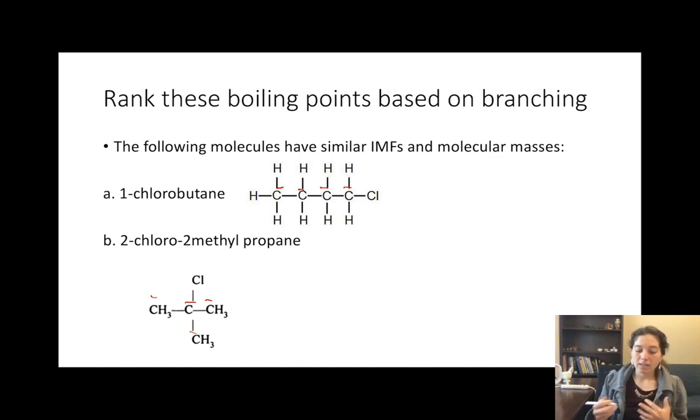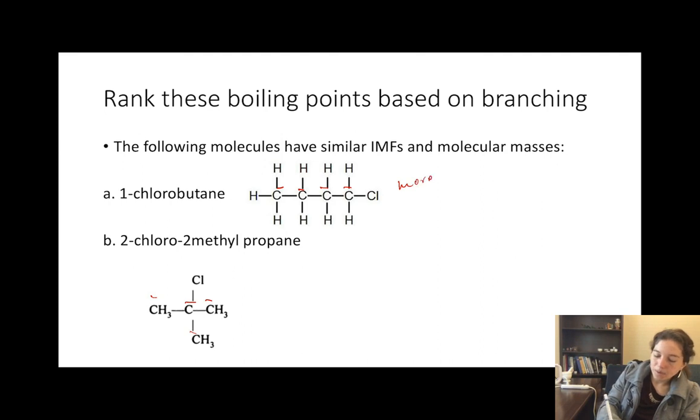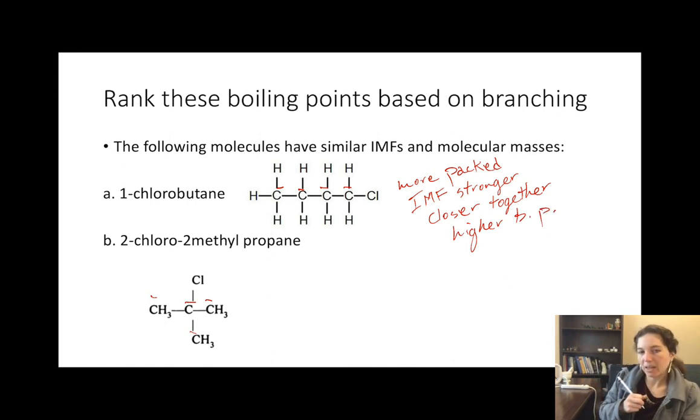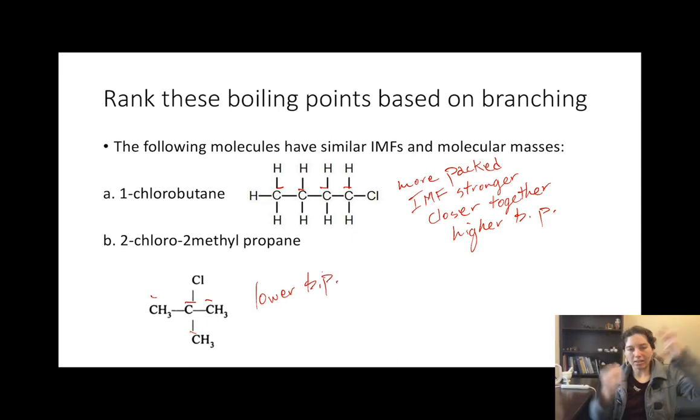And so what this means is that these are more packed, they're closer together, which means that their IMFs are stronger because they're closer together, which means we have a higher boiling point. Whereas our 2-chloro-2-methylpropane, again, this is organic, not going to expect you to know it, this one has a lower boiling point because the molecules just can't get as close together. So further apart.